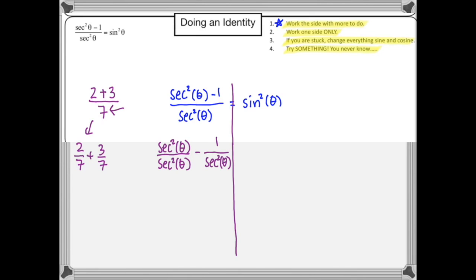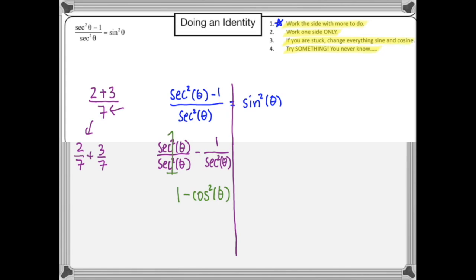So I go over here and I know that's good news, because this is going to give me a 1 because it's divided by itself. And this 1 over secant, I know by definition is going to be cosine. So now I have 1 minus cosine squared theta.